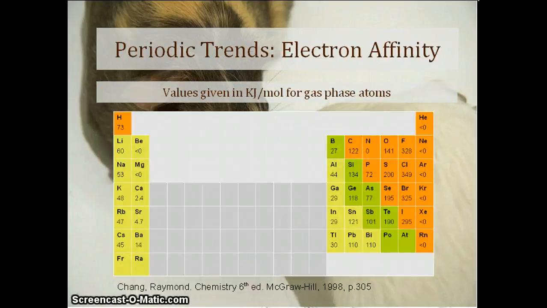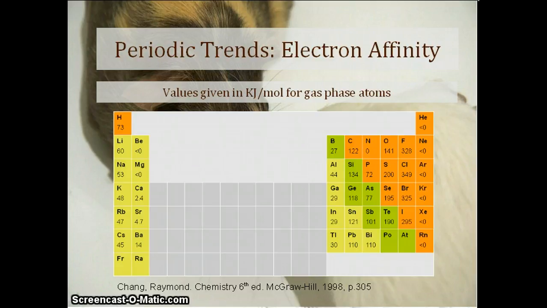Electron affinity is the energy change that occurs when an element accepts an electron. In this figure, the electron affinities of selected elements are given in kilojoules per mole. These measurements were obtained from gas phase atoms. The noble gases have electron affinities less than 0. This is because they already have a stable electron configuration containing 8 valence electrons. They do not want more electrons.